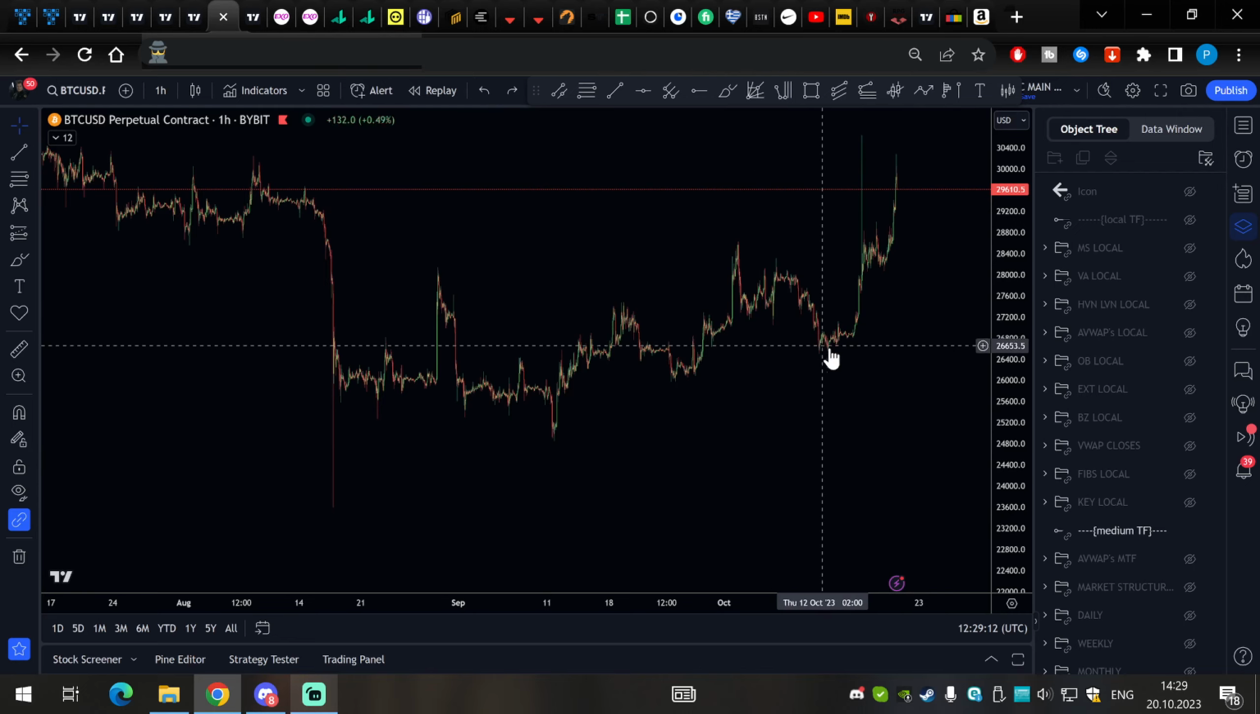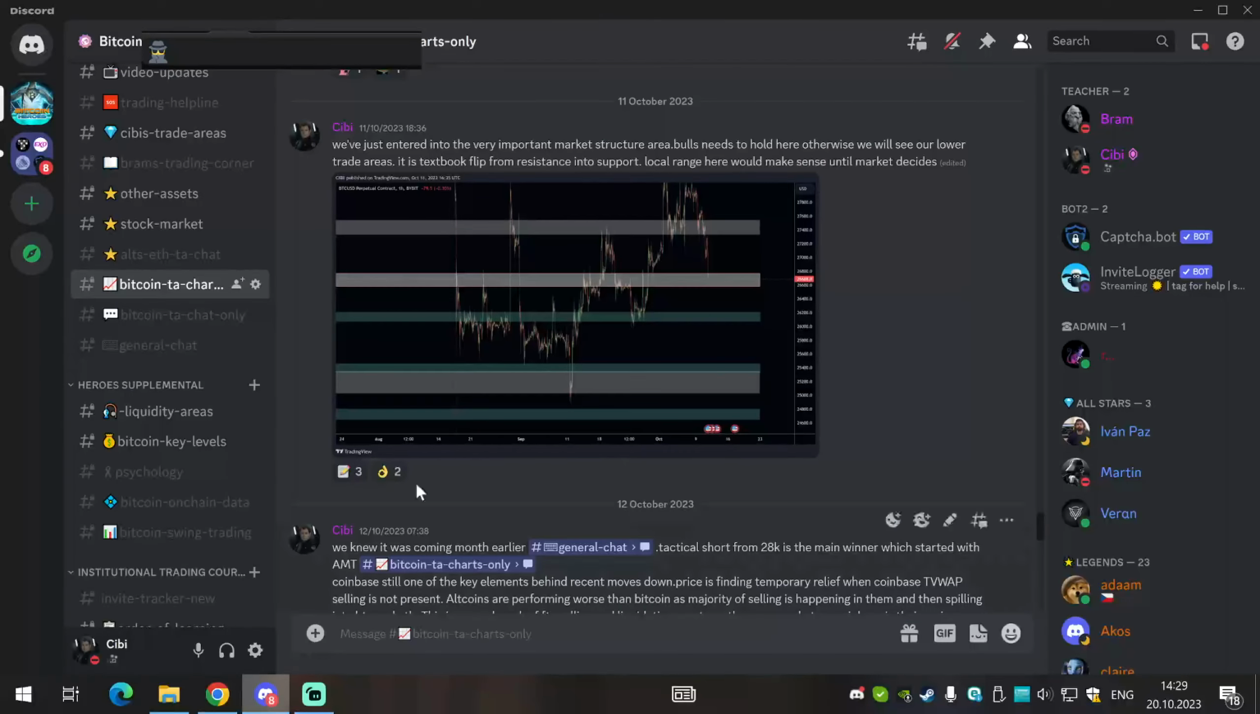Now in this area here, let's have a look at that. I will be going over some Discord posts. I said in our Discord, as we were dropping down, we've just entered into a very important market structure area. Bulls need to hold here, otherwise we will see our lower trade areas. It is a textbook flip from resistance to support. A local range here would make sense until the market decides what to do next.